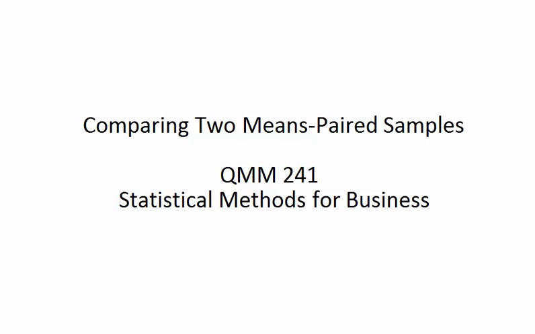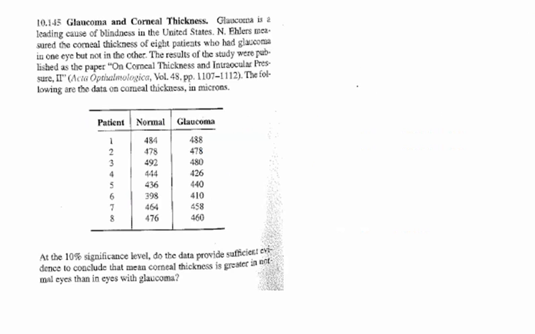In this video, we're going to look at comparing two means with a paired sample. And the question is, glaucoma is a leading cause of blindness in the United States. Neithers measured the corneal thickness of 8 patients who had glaucoma in one eye but not in the other. The following are the data on the corneal thickness in microns. At the 10% significance level, does the data provide sufficient evidence to conclude that the mean corneal thickness is greater in normal eyes than in eyes with glaucoma?